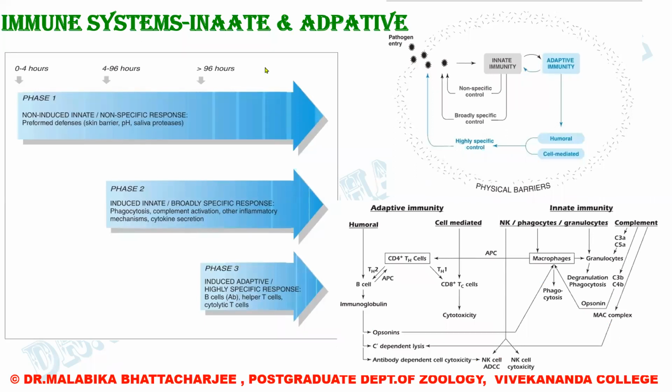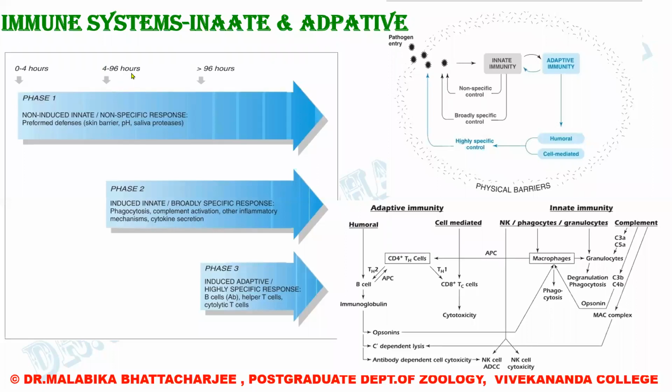So now let's look into this picture. The picture on the left side is about the three phases of host defense. Now phase 1 represents the pre-existing body barriers that work in a constant passive way to prevent invaders from gaining a stronghold within the body. So phase 1, as you can see, lasts for 0 to 4 hours.